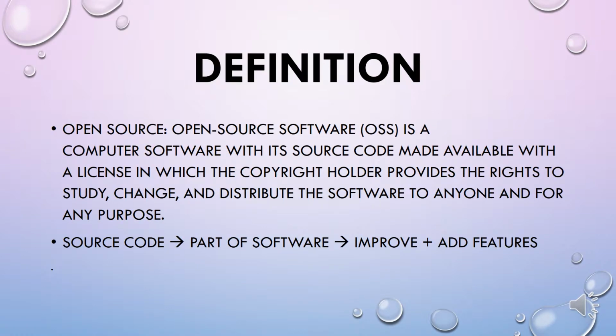So let's get an actual definition of what exactly open source is. Open source software, or OSS, is computer software with its source code made available with a license in which the copyright holder provides the rights to study, change, and distribute the software to anyone and for any purpose.